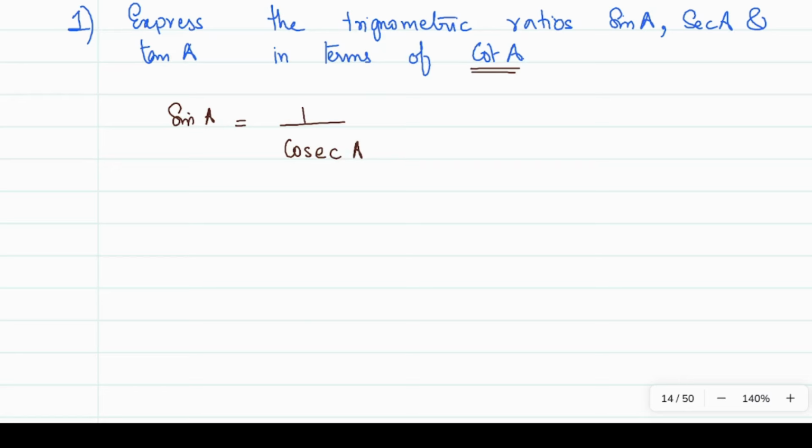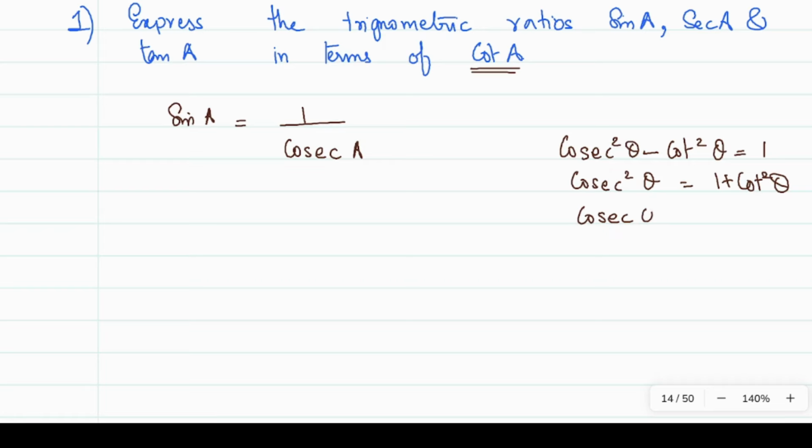So this cosec A, now we have to think about the equation that we have learned right now. The equation in which cosec² minus cot² equal to 1. This is our second equation that we have learned, right? So from here, we will have to frame an equation for cosec²θ. So cosec²θ equal to 1 plus cot²θ, right? Now if cosec²θ equal to 1 plus cot²θ, then cosec θ equal to root of 1 plus cot²θ, right?